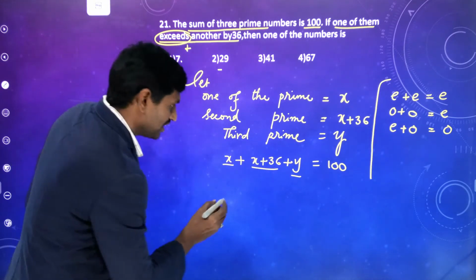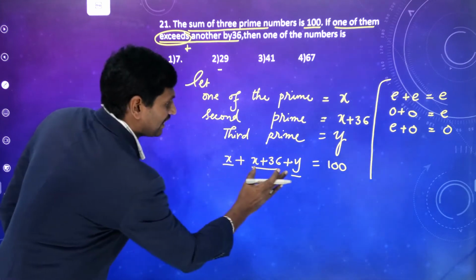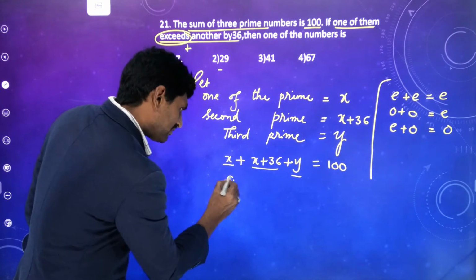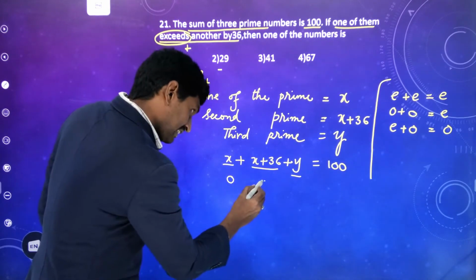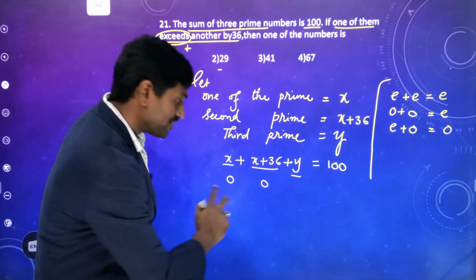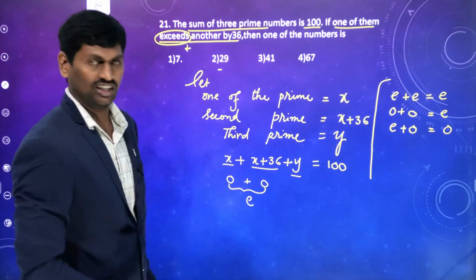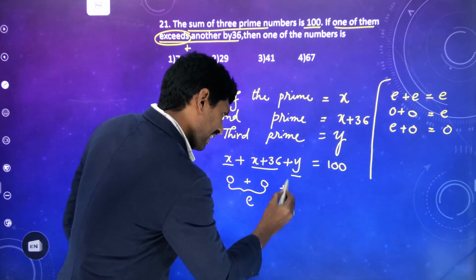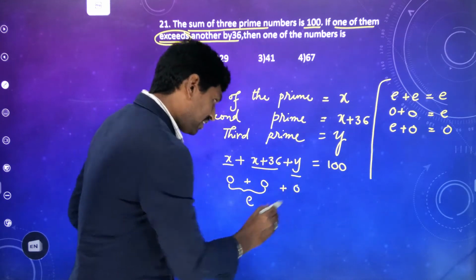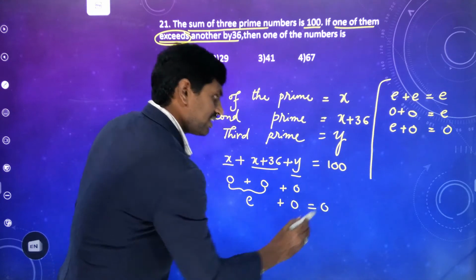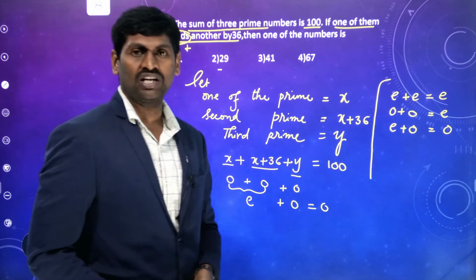So that means if you consider these 3 are odd primes. First one odd number, second one also odd number. When you add both of them, it will give even. Okay. Now coming to the third one as odd number. Third one also odd number. Now even plus odd gives odd number, but the answer is even number 100.